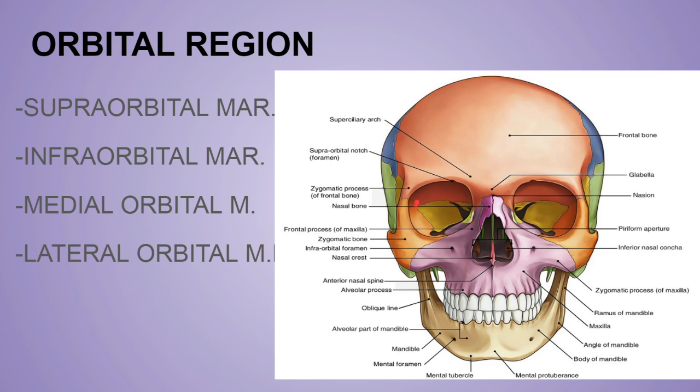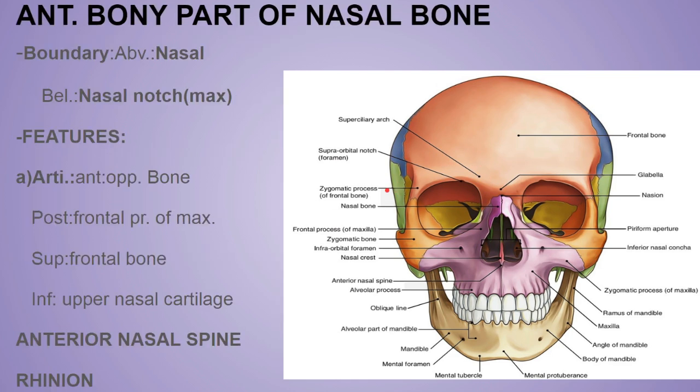And the lateral orbital margin is mainly formed by 2 bones. This is the zygomatic bone, of course, and this is the frontal bone. So this part is formed by the zygomatic process of the frontal bone and the frontal process of the zygomatic bone. And between these two, we have one suture known as the zygomatico-frontal suture. Right. Now, next is the anterior bony part of the nasal bone, or we can say this piriform aperture.